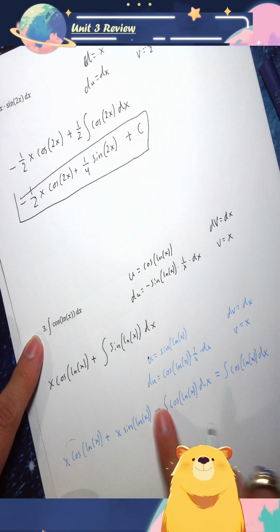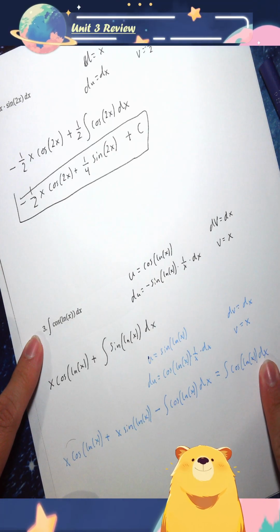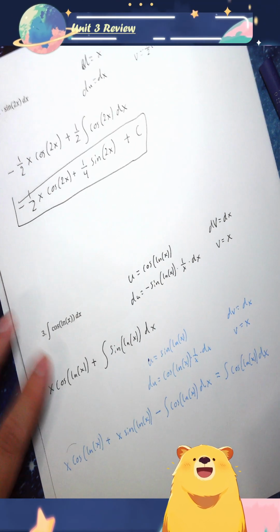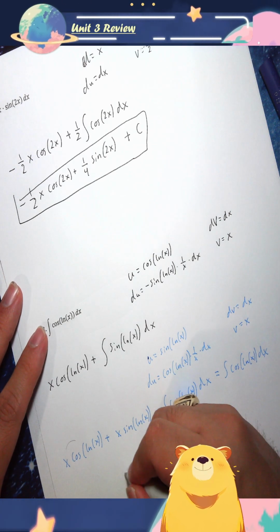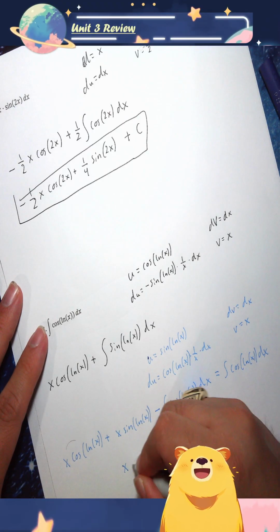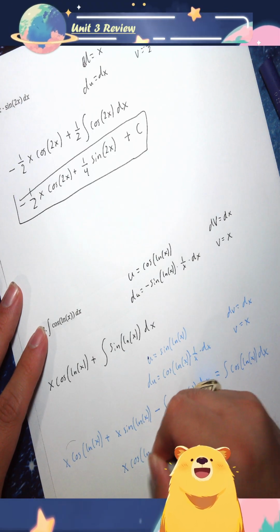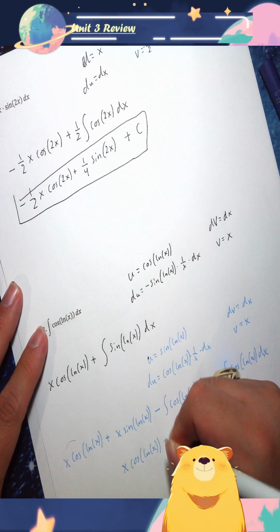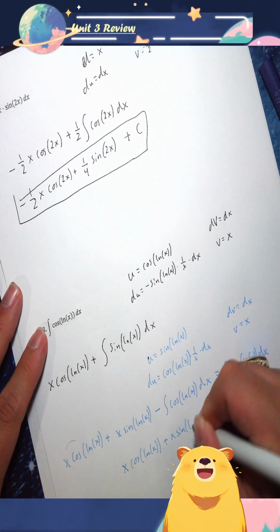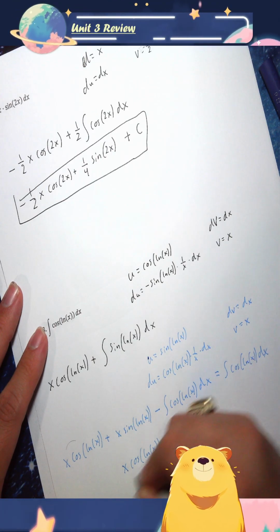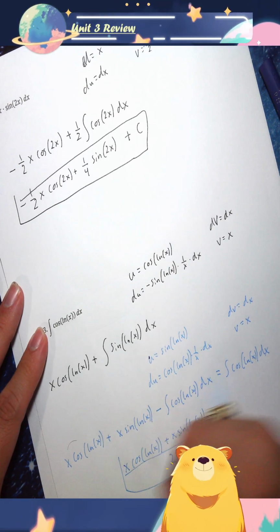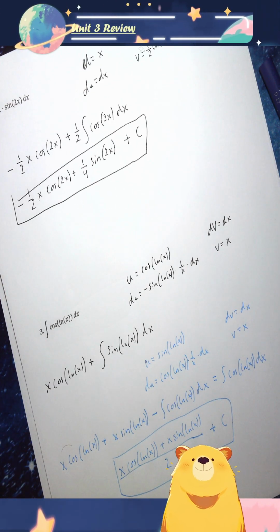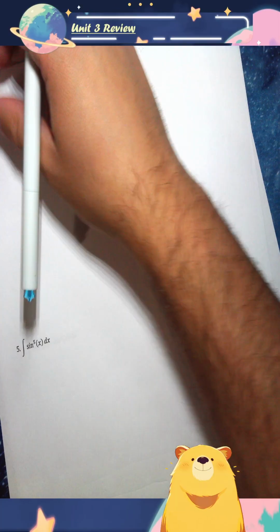So we can add it to both sides, and then just divide by 2 to get the answer, and then we need to go ahead and include a constant. So therefore, your answer should be x times cosine of ln of x plus x times sine of ln of x, all divided by 2, and then plus c. Okay, let's move on.